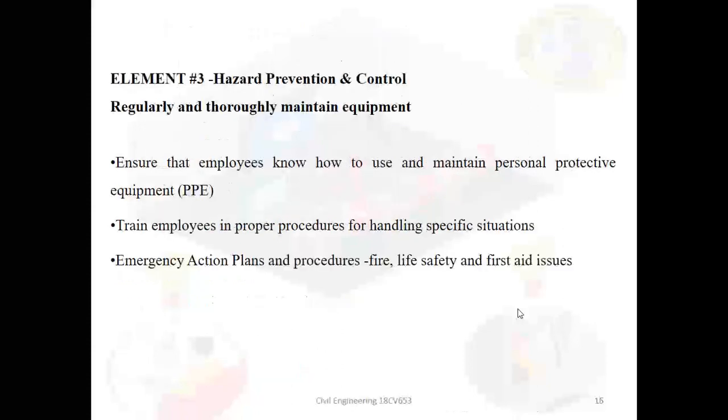So the third one is hazard prevention and control. Regularly and thoroughly maintained equipment. So how do we prevent hazards? This is the third element. Ensuring that employees know how to use and maintain personal protective equipment. Training employees in proper procedures for handling specific situations. Emergency action plans and procedures. Fire, life safety, and first aid issues.